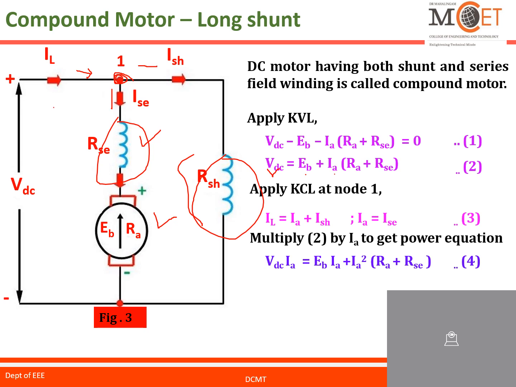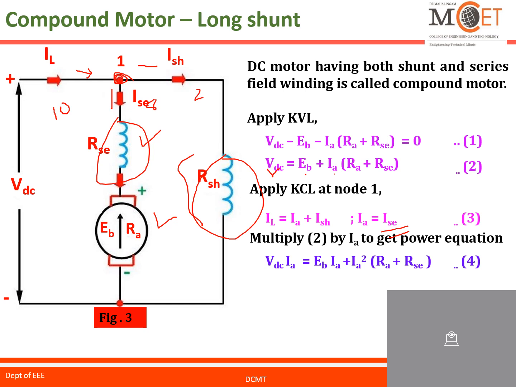For example, if you have 10 ampere, maybe 8 ampere will flow in one path and it will vary up to 2 ampere in the other. So this is the representation of current flow. So IL equals IA plus ISH. Here the armature and series field are connected in series, so IA equals ISC.